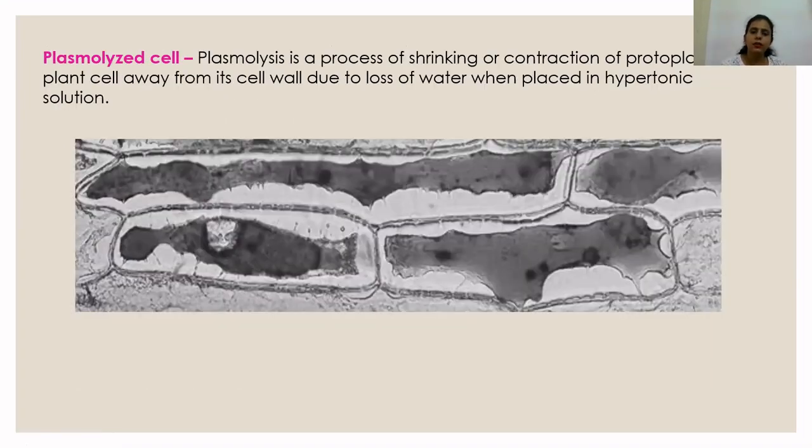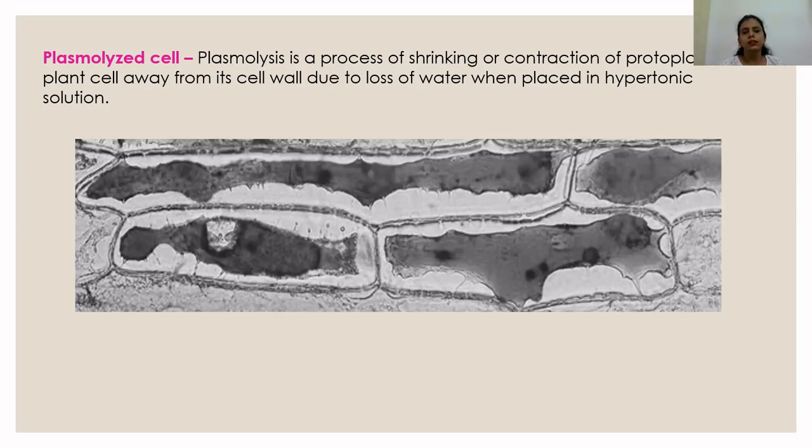You will get a plasmolyzed cell when a cell is placed in a hypotonic solution, because the cell loses a large amount of water. Plasmolysis is a process of shrinking or contraction of protoplasm, or you can say cytoplasm. Protoplasm is cytoplasm plus nucleoplasm, that is the jelly-like material present inside the nucleus. So together, cytoplasm and nucleoplasm is known as protoplasm.